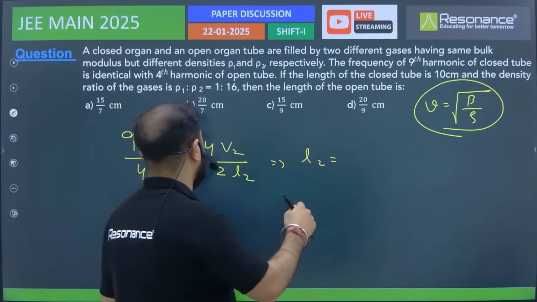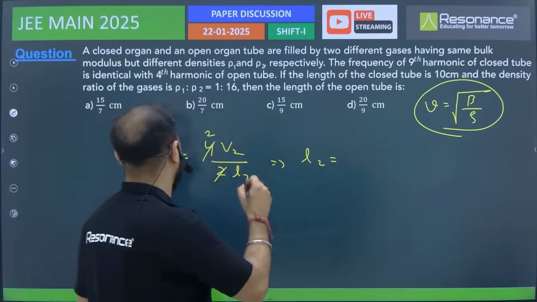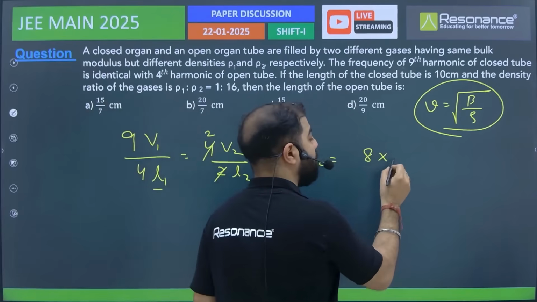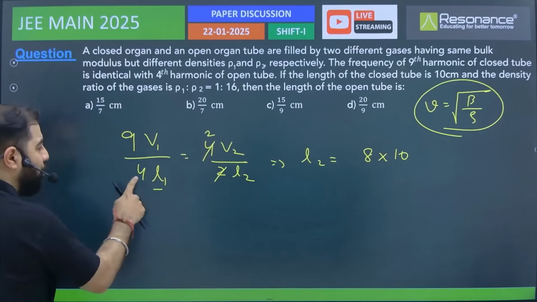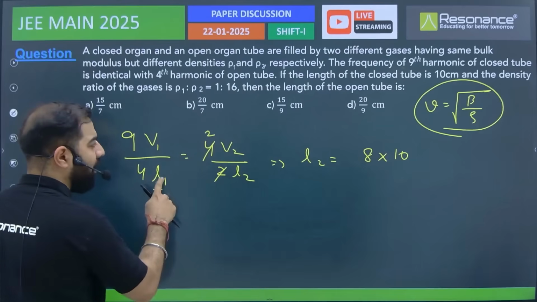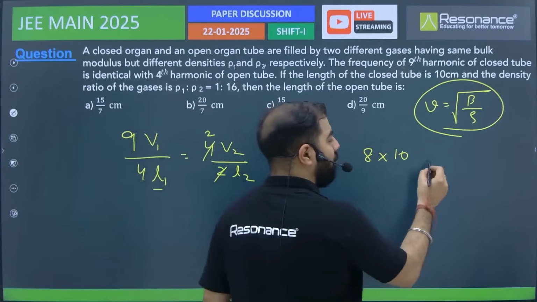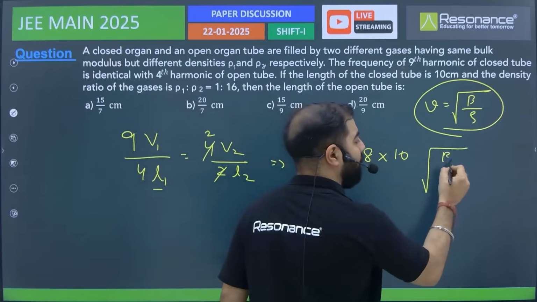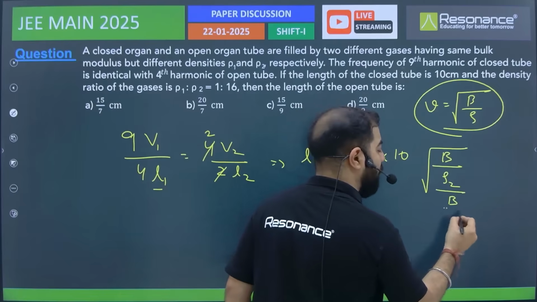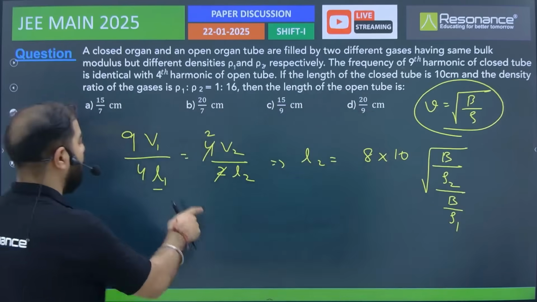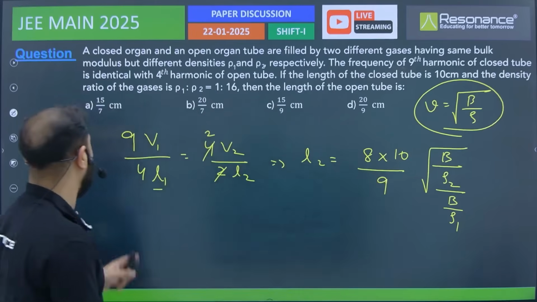So L2 is equal to, this will be 2, 4 2s are 8. L1 is 10 centimeter, because the options are in centimeters, so I'm writing L1 in centimeters. So 4 2s are 8, L1 is 10 centimeter, times V2 by V1. V1 is root of B by rho 1, V2 is root of B by rho 2. So V2 by V1, by 9 here, 9 there.